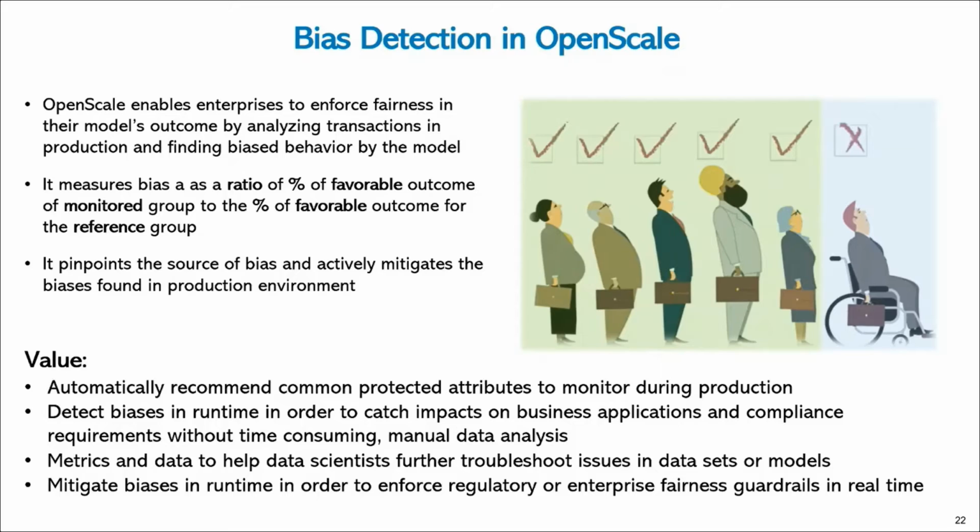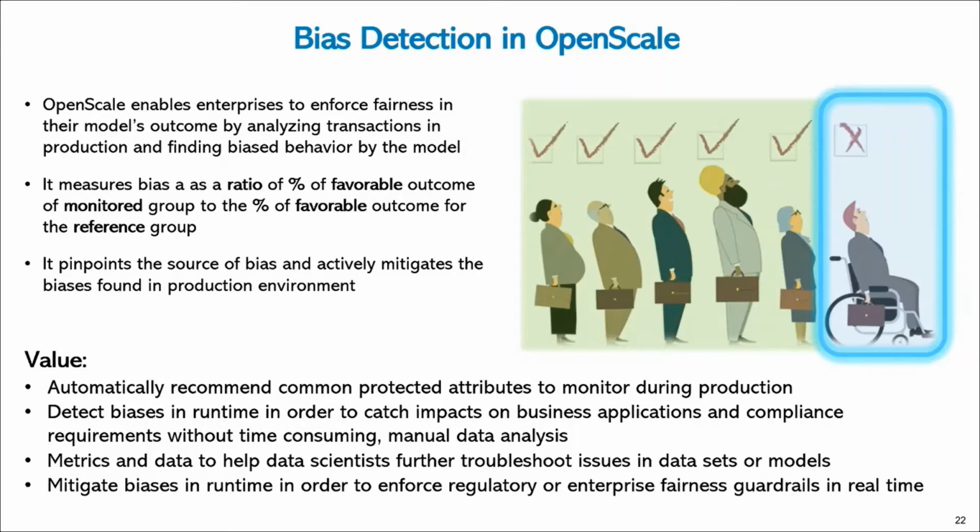Now, for bias detection, it divides the feature into two groups. One is called a monitored group. This is the group which is likely to be discriminated against. In our diagram, the blue box on the right. And the rest of the group is the reference group, which is unlikely to have any bias. In our case, the green box on the left.